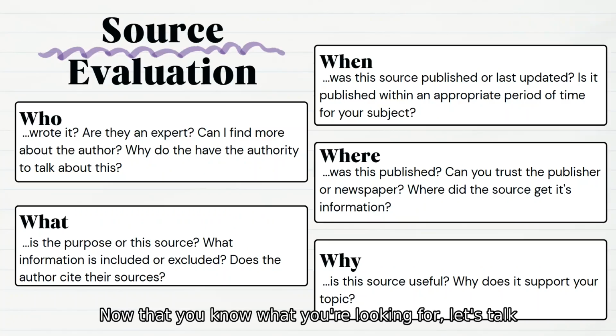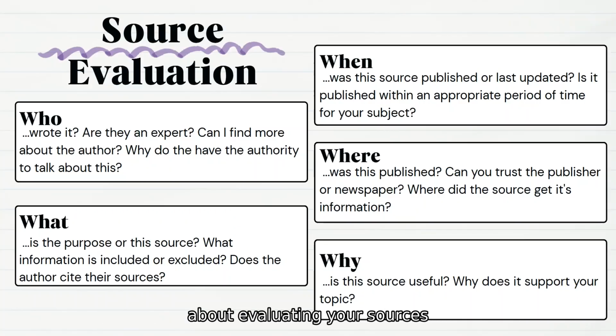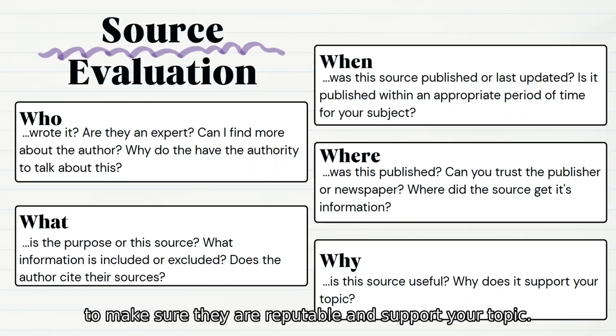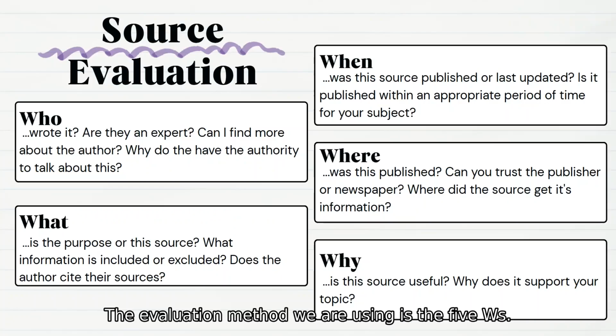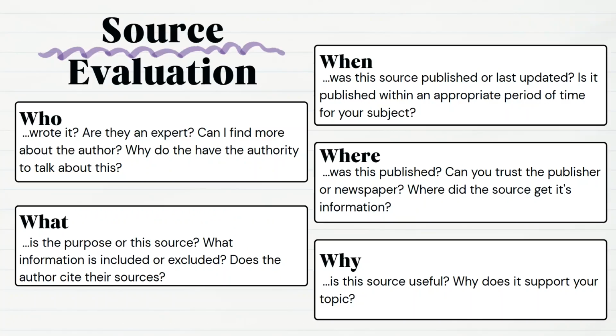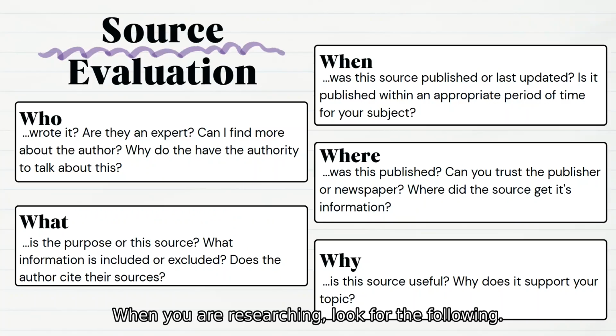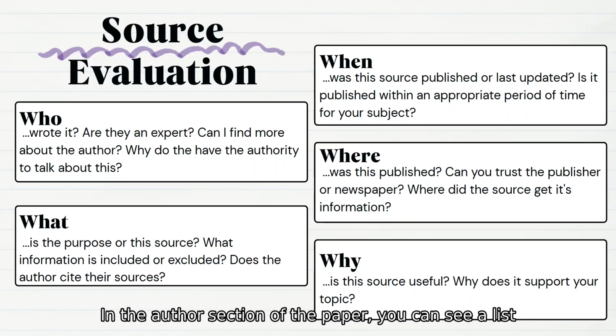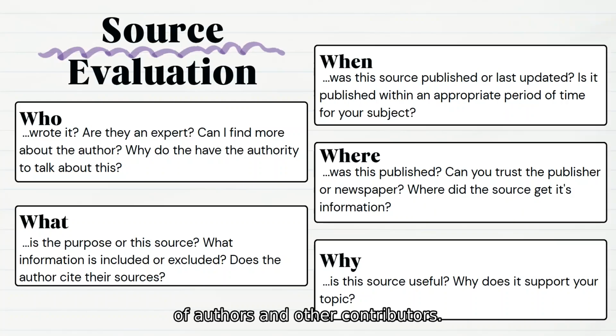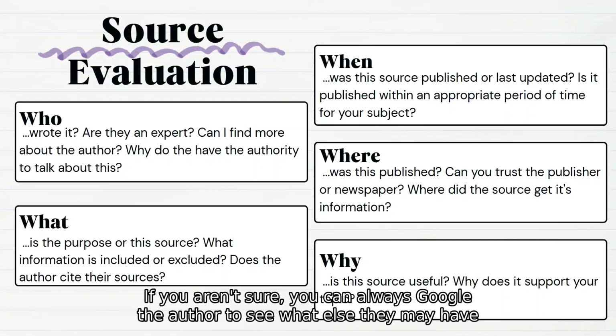Now that you know what you're looking for, let's talk about evaluating your sources to make sure they are reputable and support your topic. The evaluation method we are using is the 5 W's. When you're researching, look for the following. Who wrote the article? Are they qualified? In the author section of the paper, you can see a list of authors and other contributors. They'll often have degrees listed with the name. If you aren't sure, you can always Google the author to see what else they may have written.